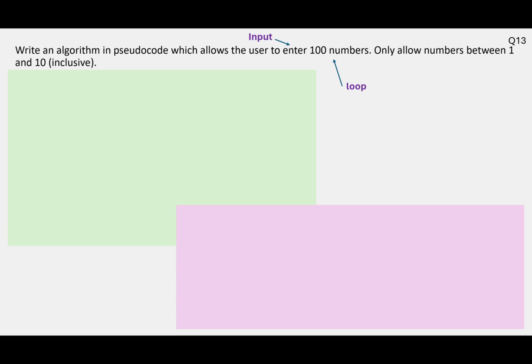We have input, which is going to be the numbers. They're going to be inside the loop. And we have some processing where we only allow numbers between 1 and 10 inclusive.